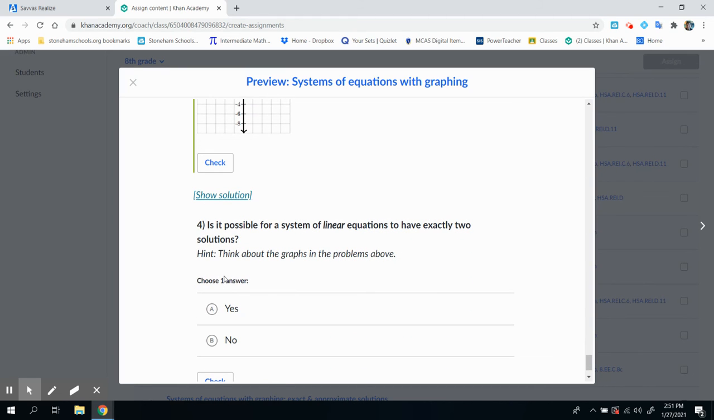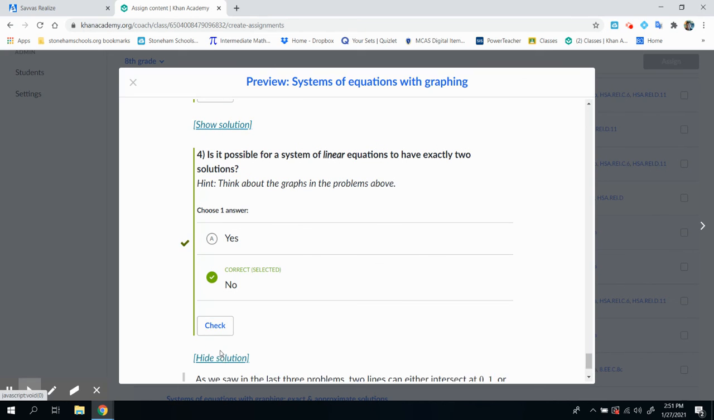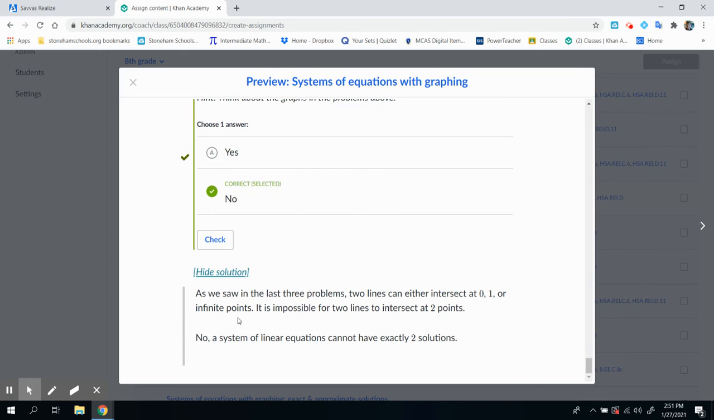Is it possible for a linear system to have two solutions? No, and that's because straight lines can only intersect at one point. As we saw in the last 3 problems, two lines can either intersect at no points if they're parallel, one point, or infinite points if they're the same line. It's impossible for two lines to intersect at 2 points. No system of linear equations can have exactly two solutions.